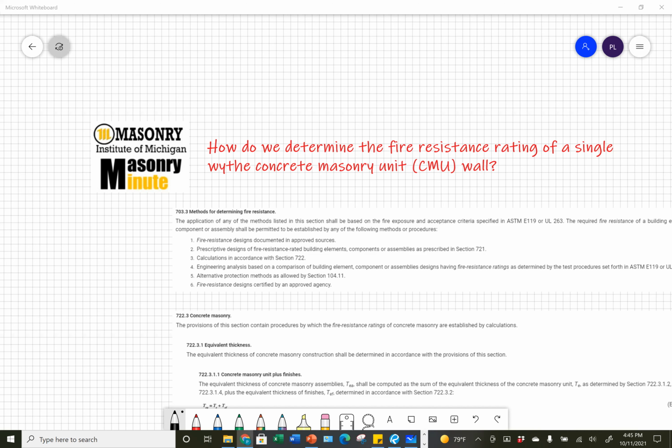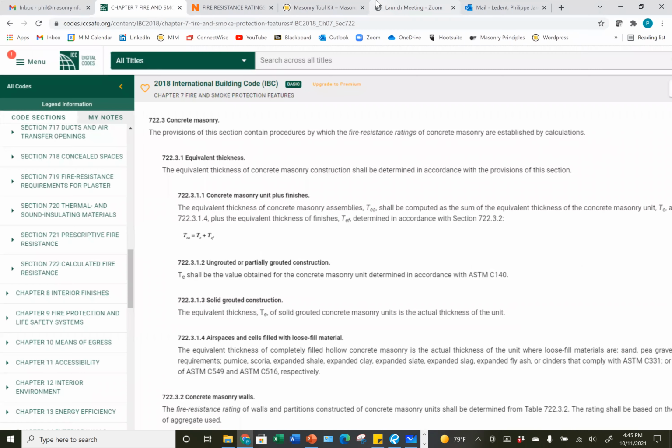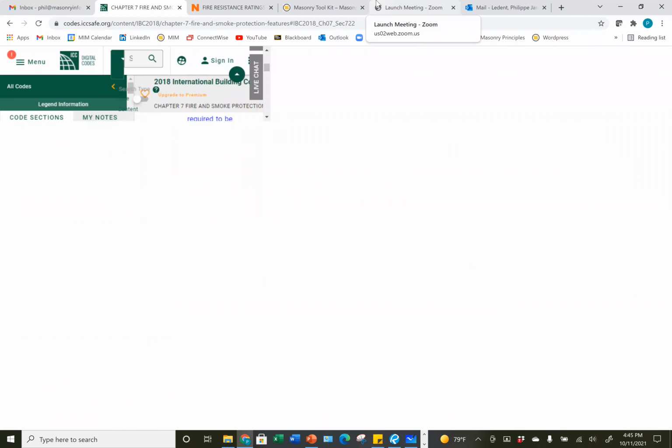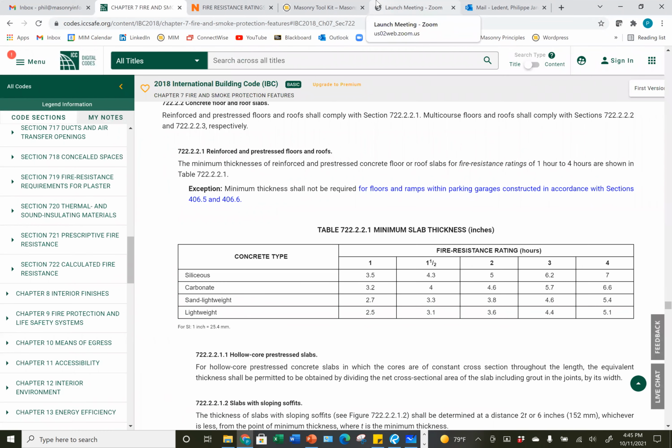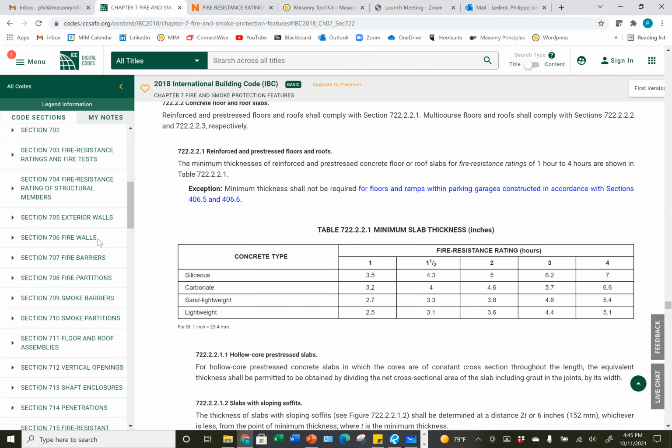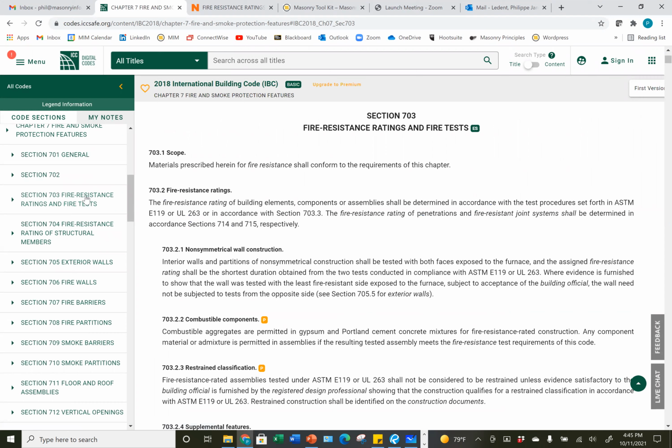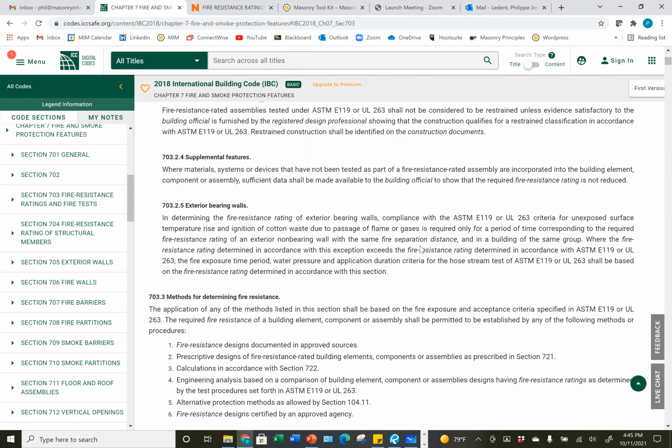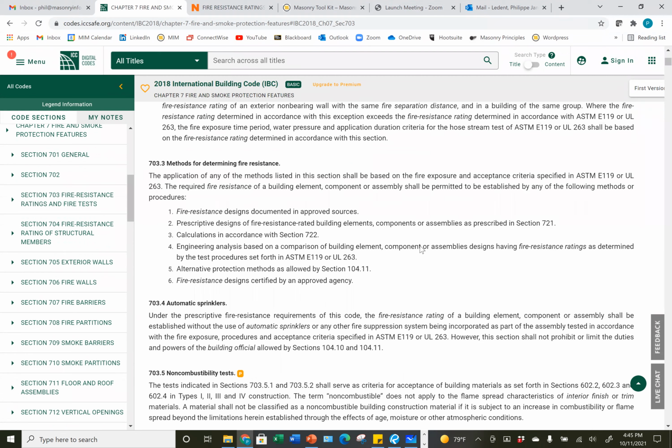To determine our fire resistance rating of a single Wythe concrete masonry wall, we will be using the 2018 Michigan Building Code for today's example, which is exactly the same as in our 2015 Michigan Building Code. In section 703, fire resistance ratings and fire tests, we have methods for determining fire resistance, and we have a list of six different options for concrete and clay masonry unit walls.